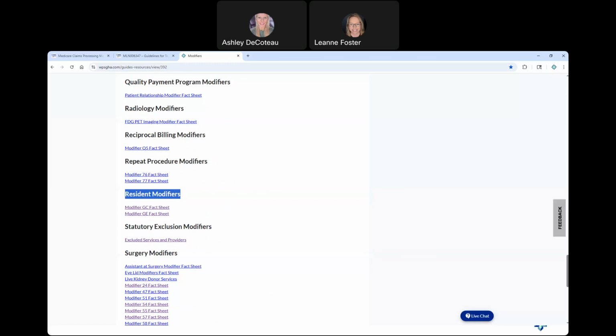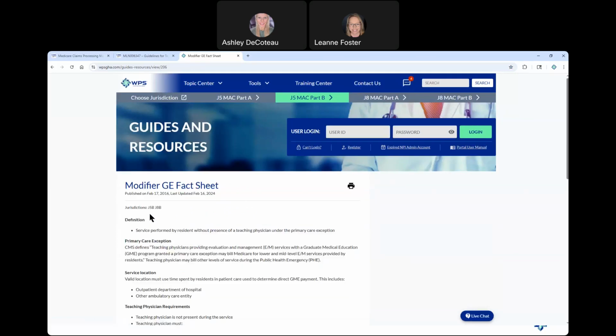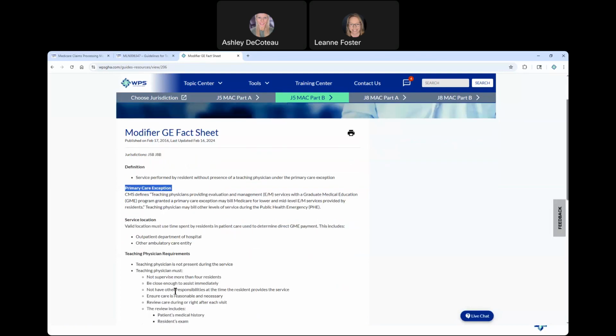And I'm going to click on the GE modifier fact sheet just to give you an idea of what you'll find in our modifier fact sheets. So you have the definition of this modifier up top. Then we have the definition of the primary care exception, which I've talked about. Then we have teaching physician requirements.